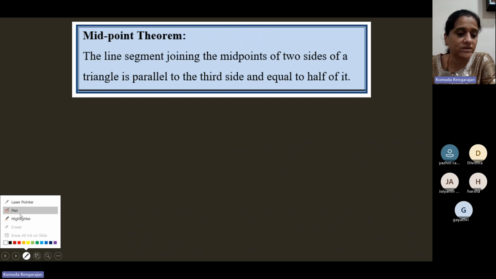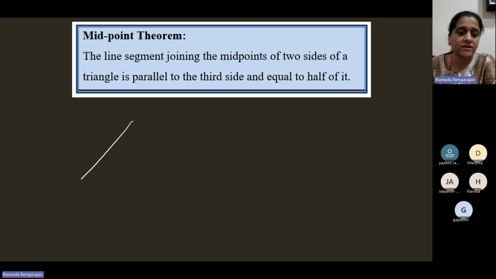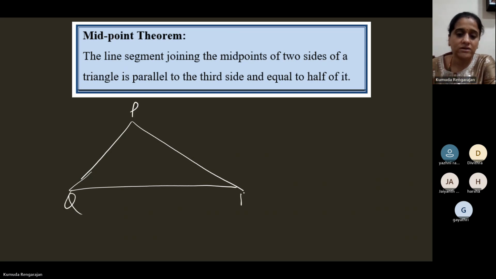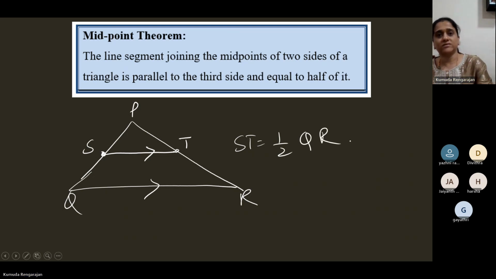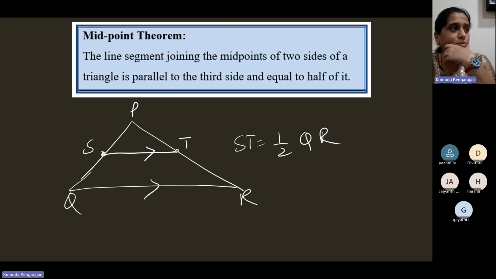So we'll recall this before we see the proof. In triangle PQR, if it is known that S is the midpoint of PQ, and T is the midpoint of PR, then by the midpoint theorem, ST is parallel to QR and ST is equal to half of QR. If you know the midpoints of any two sides of a triangle, then you can use the midpoint theorem. I'll give you 2 minutes because we're going to use this in the proof.